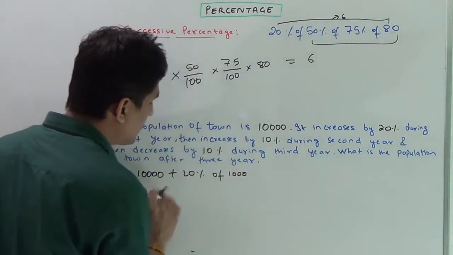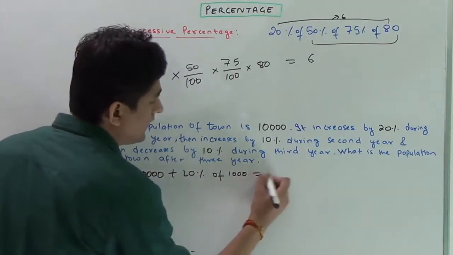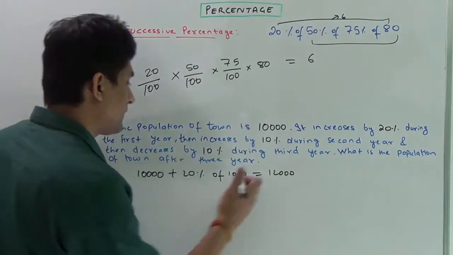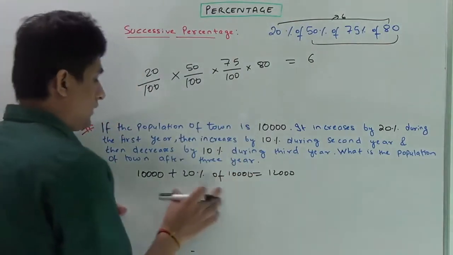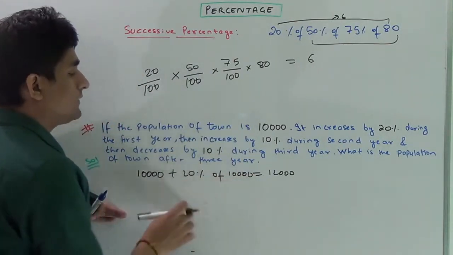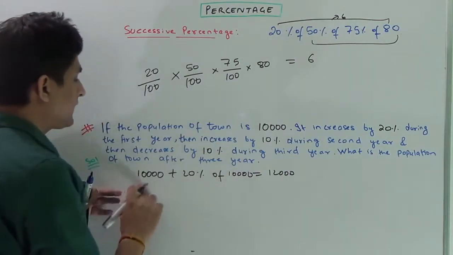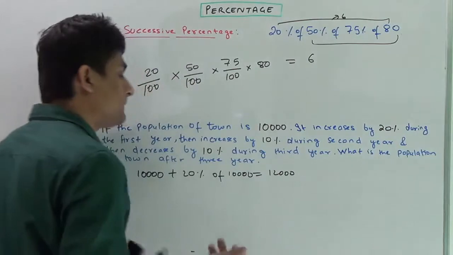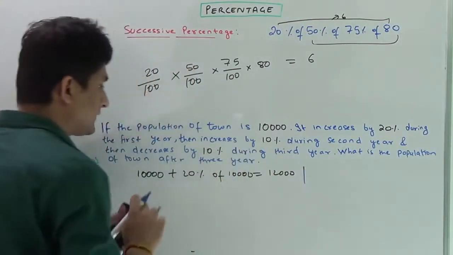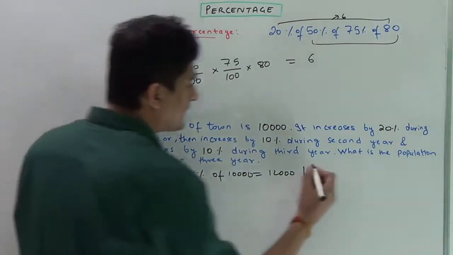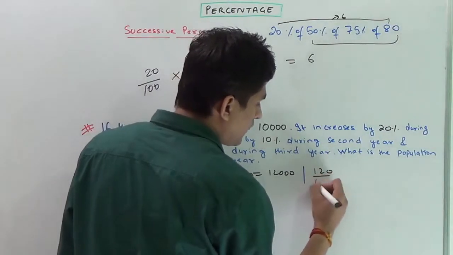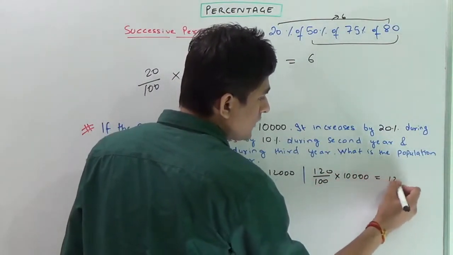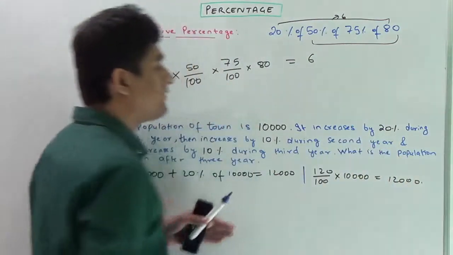So I'll calculate 20% of 10,000. 20% of 10,000 is 2,000. Therefore, I have added 10,000 plus 2,000, which is equal to 12,000. Instead of doing this, you could have solved it like this also: 120 upon 100 into 10,000. This will also give you 12,000.